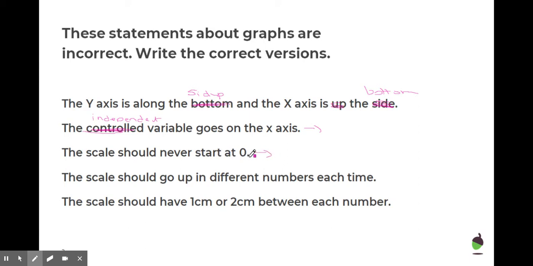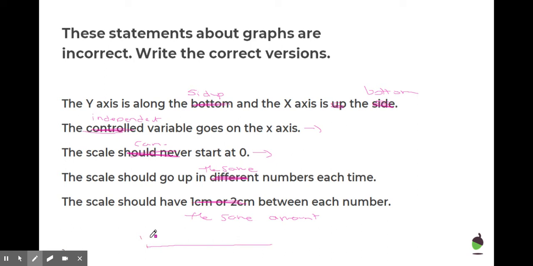The scale can start at 0. You can also start it further up if you really want to. The scale should go up in different numbers each time. Actually, it should go up in the same amount, the same number each time. So 5s, 10s, 20s, 50s, 100s, but it must go up the same each time. And the scale should have 1 or 2 centimeters between each number, while actually it should have the same amount of space between each number, so that it's going up in an even amount.